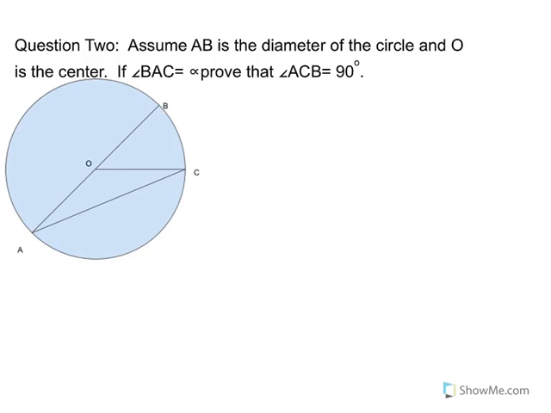So this next question says, assume that AB is the diameter of the circle and O is the center. If angle DAC is alpha, prove that angle ACB would equal 90 degrees. So let's start out by adding this extra line in here so that we're able to have angle ACB.